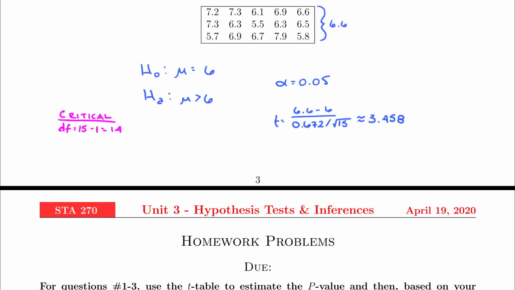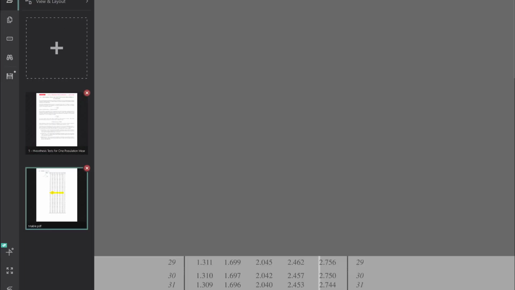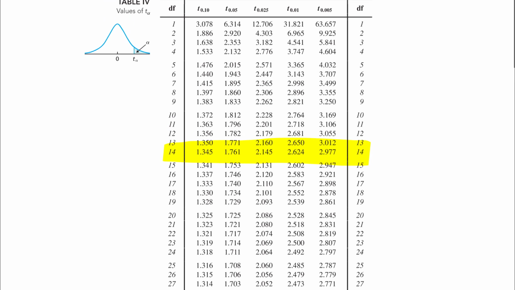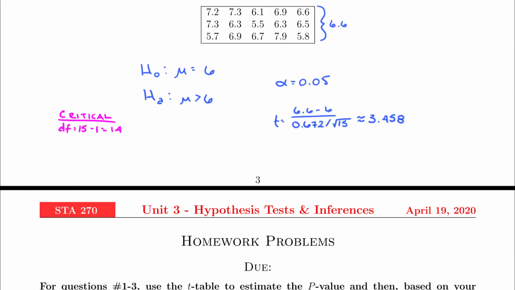And so when we go to our T table, we are first looking for degrees of freedom being 14. And then we want to find T sub alpha 0.05. Those two columns or rows intersect at 1.761. So we have a T sub 0.05 of 1.761.